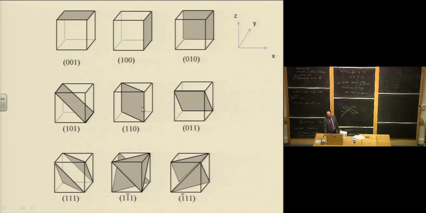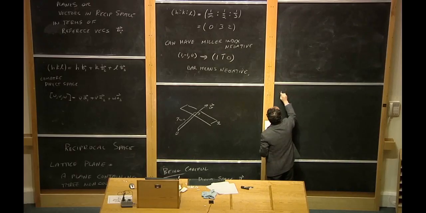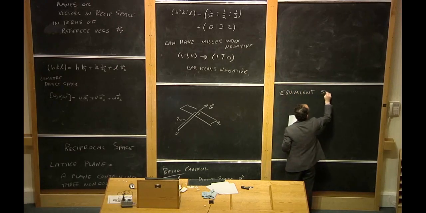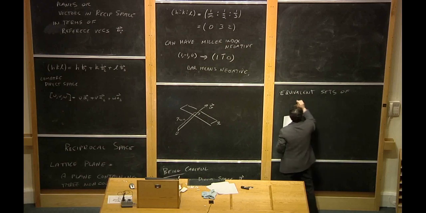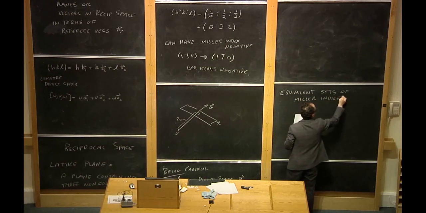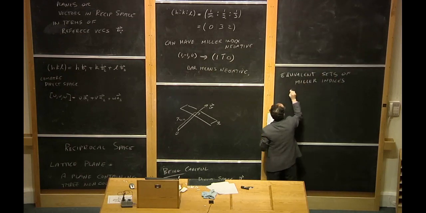Similarly with 1, 0, 1 or 1, 1, 0, if you picked it up and looked at it sideways, it would look exactly the same. Okay? The spacing between planes in those families would be exactly the same. The way it cuts diagonally through the unit cell would look the same. It just matters which way you picked it up in the first place. So we have a notation for equivalent sets of Miller indices, which we notate with curly brackets.